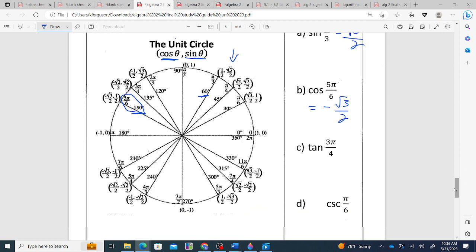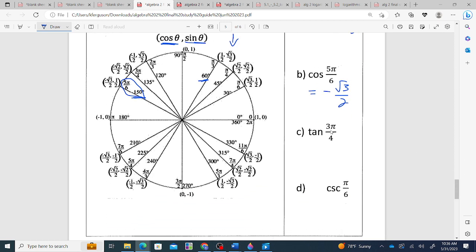All right. Next, I've got tangent of 3 pi over 4. Where's 3 pi over 4? 3 pi over 4 is right here. So now remember what tangent is. Tangent is sine over cosine. So that means I need to take the sine and divide it by the cosine. Well, the way this is set up, sine is the second coordinate, cosine is the first coordinate. So that is the square root of 2 over 2 divided by negative square root of 2 over 2.